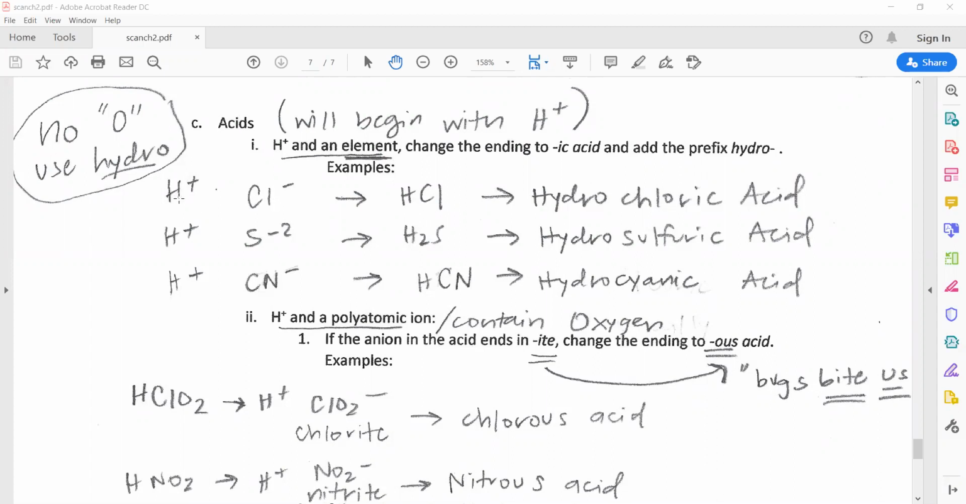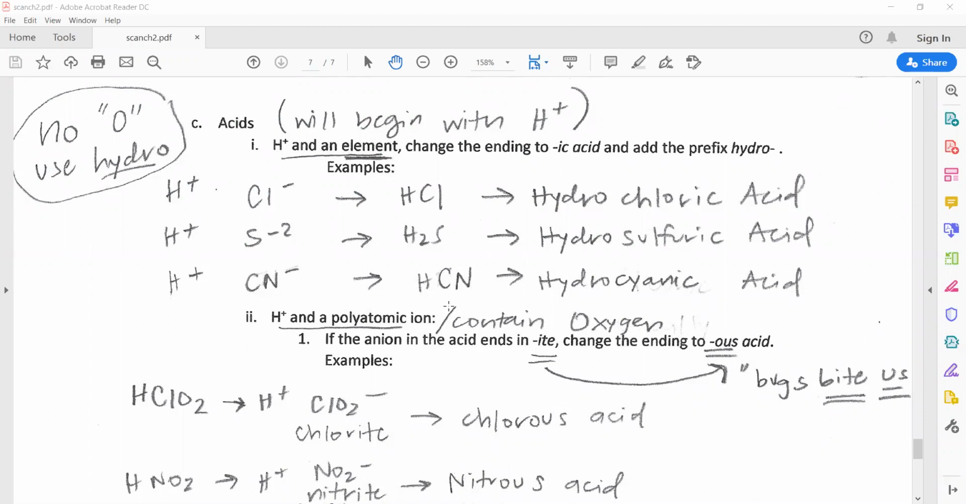So for example, H plus and Cl minus, you flip-flop and you get HCl. If you want to put hydrogen with sulfur, you flip-flop the charges and get H2S. A polyatomic like cyanide, CN minus, you still just flip the charges and there's your compound.